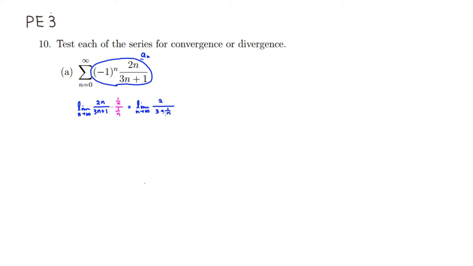Then we have 1 over n going to 0. So the limit is actually 2/3, which is not equal to 0. This means that if you take the limit of a_n as n approaches infinity, a_n is this guy right here. So we know that this portion, without the (-1)^n, approaches 2/3.